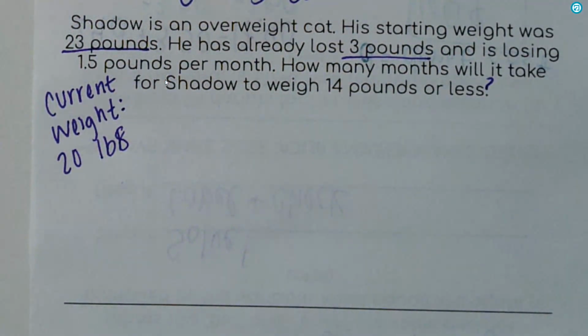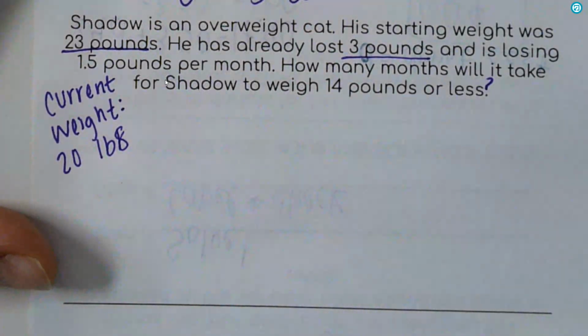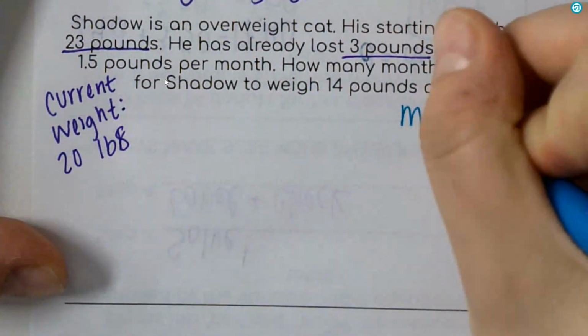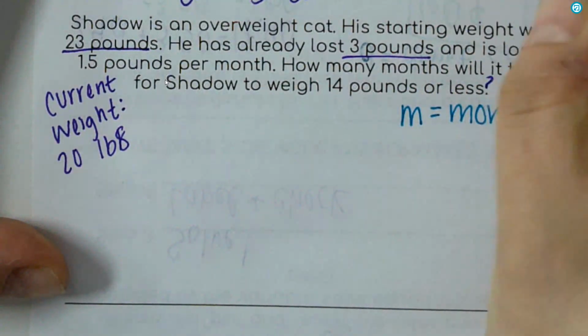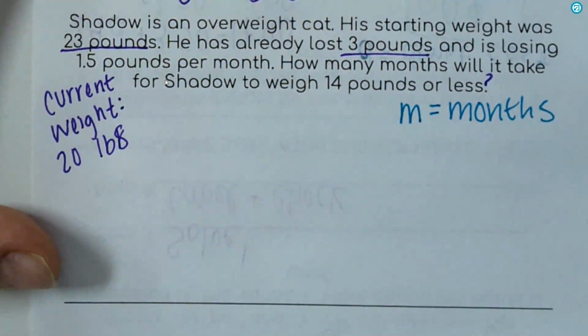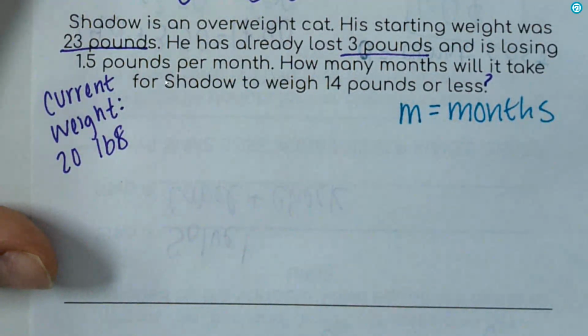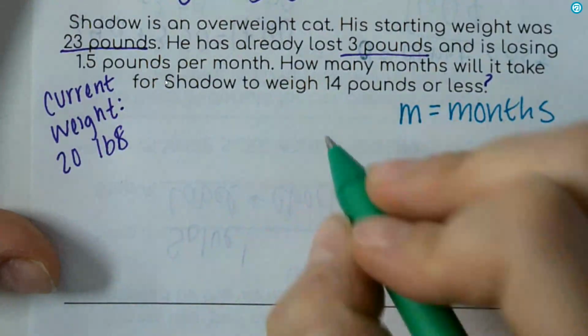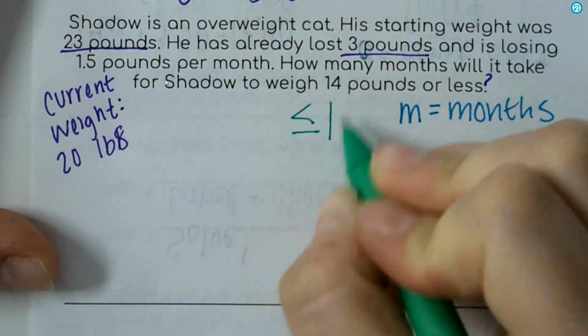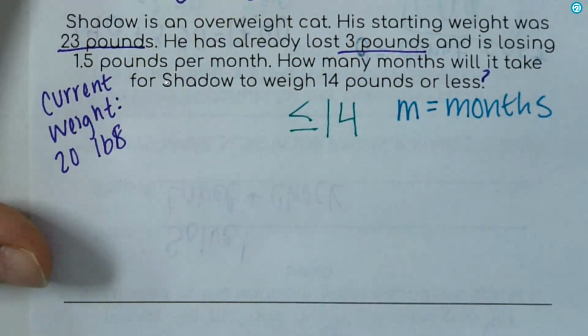Okay, what are we trying to solve for? How many months? So we are going to say m equals months. We are trying for Shadow to weigh 14 pounds or less, so we are going to do less than or equal to 14. A lot of inequalities on this. I think your assignment has a lot more equations.